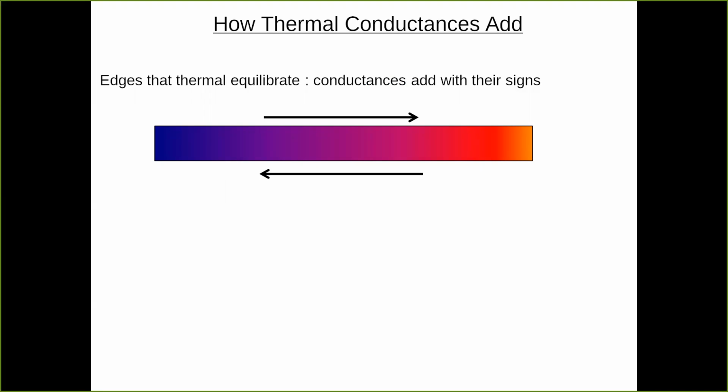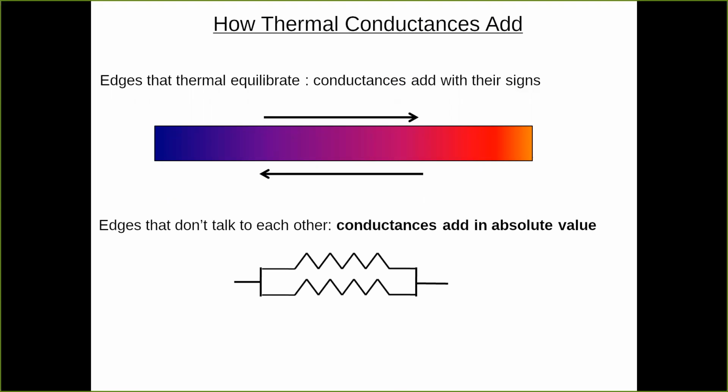So you add up the currents with their signs. Forward-going modes carry it this way, and backward-going modes carry it this way. So you add up the conductances with their signs. However, if the edge modes don't talk to each other at all, the conductances had better add in absolute value. Why? It's just a couple of resistors in parallel. There's two routes for the heat to get from hot to cold, like two resistors carrying current from high potential to low potential. If they don't talk to each other at all, they have to add their conductances in absolute value, because, independent of which way the heat is flowing, it's always carrying from hot to cold, one way or the other.